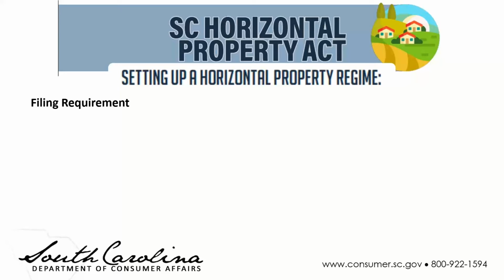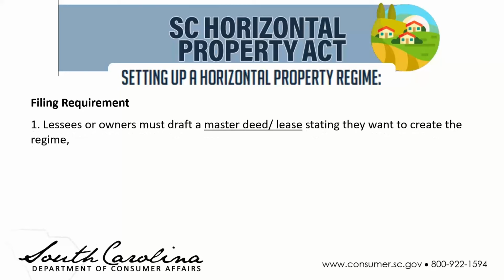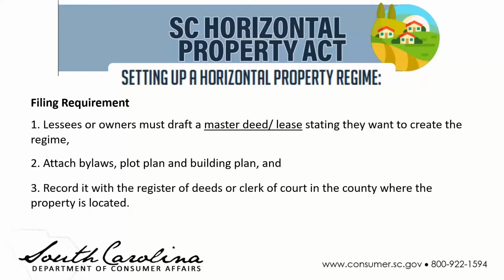So in setting up a horizontal property regime, the filing requirements are that lessees or owners must draft a master deed or lease stating that they want to create the regime. And they must attach any bylaws, plot plan, or building plan. They must record it with the appropriate agency in their county, which, as I've said previously, would be the Register of Deeds or the Clerk of Court or the Register of Mesne Conveyance.